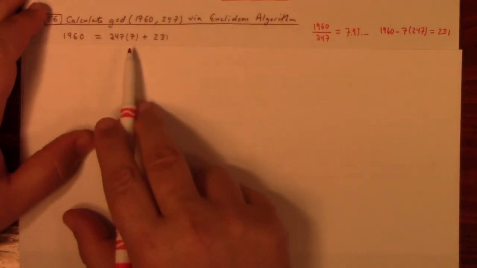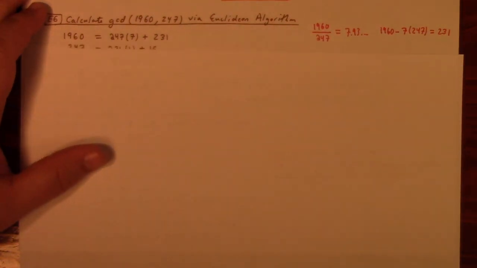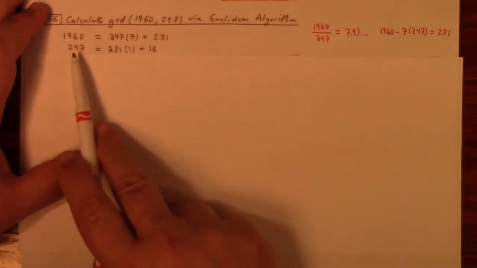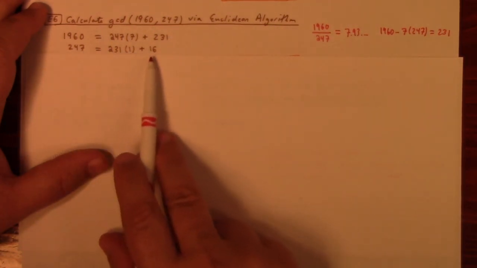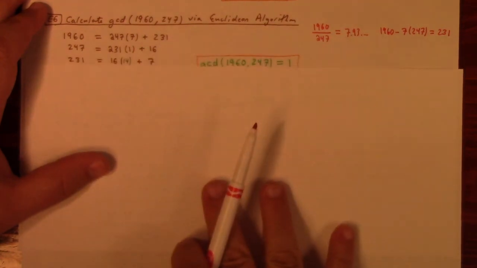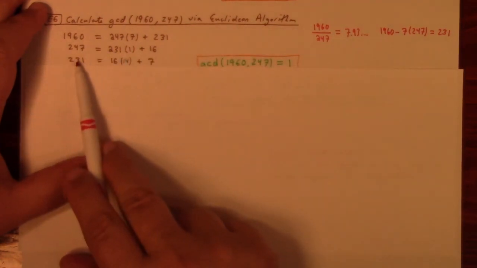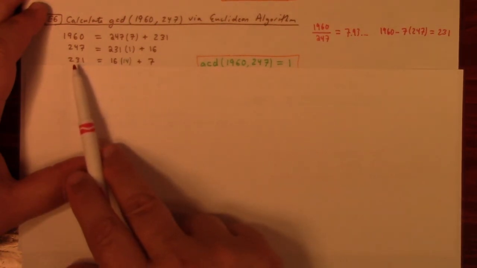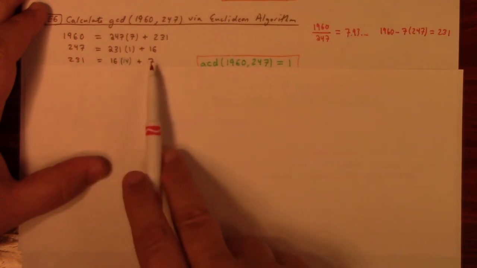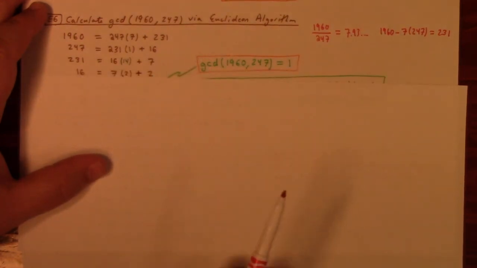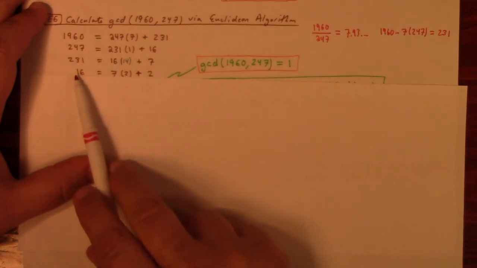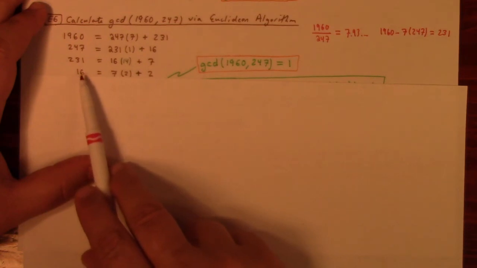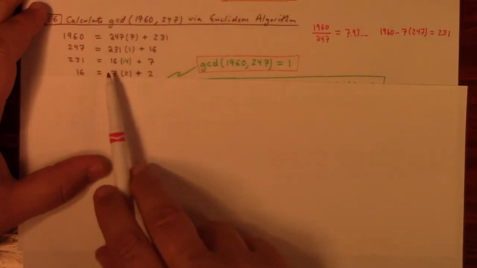There it is, 1960 is 247 times 7 plus 231. And then you do that again. But this time I bring the 247 down here, and I divide 231 into it. That obviously just goes in once, and we get a remainder of 16. Then the 231 comes down here, and the 16 comes down here. How many times can we divide 16 into 231? Well, 14 times apparently, and the remainder is 7. Then we bring this 16 down here, and the 7 down there. We divide the last remainder into the next. How many times does 7 go into 16? It goes in twice.